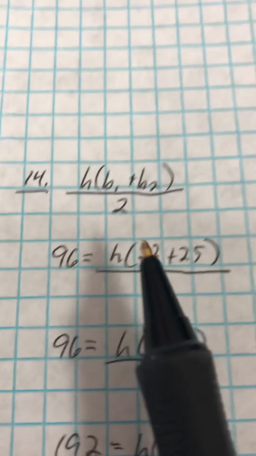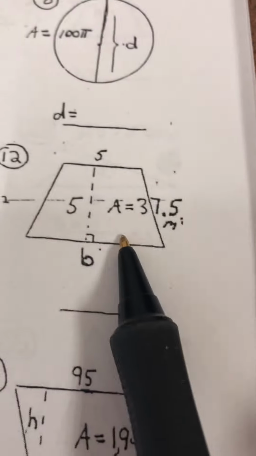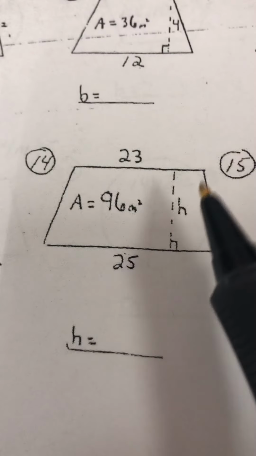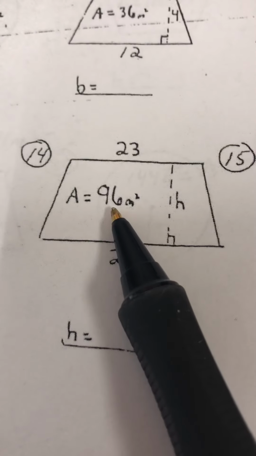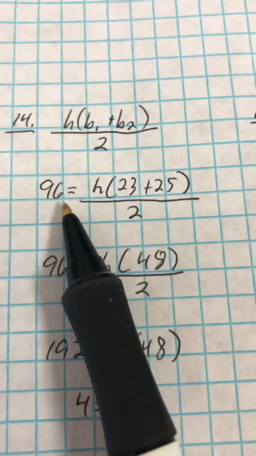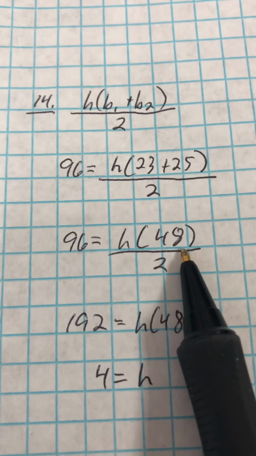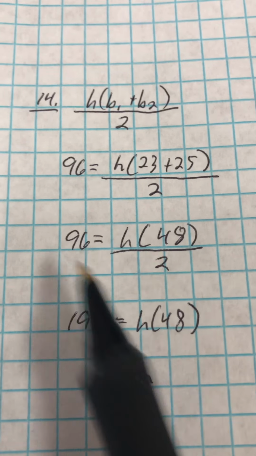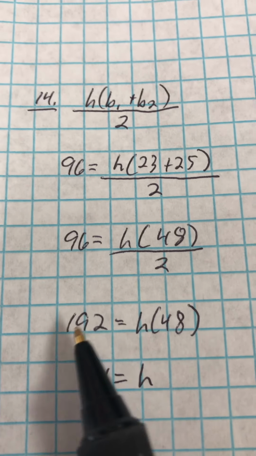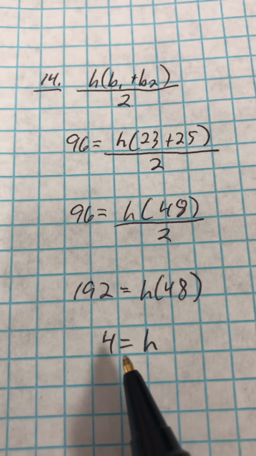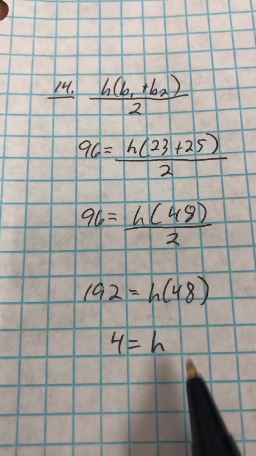Okay, number 12 is going to be the same thing as you did in number 10. Number 14. Base 1, base 2, height, we have to figure out the height, and it all equals 96. So I have it all set to 96, but I don't know the height. I do what's in the parentheses. I multiply both sides by 2, and then I divide both sides by 48 in order to get h by itself. Algebraic magic tells me 4 equals the height.